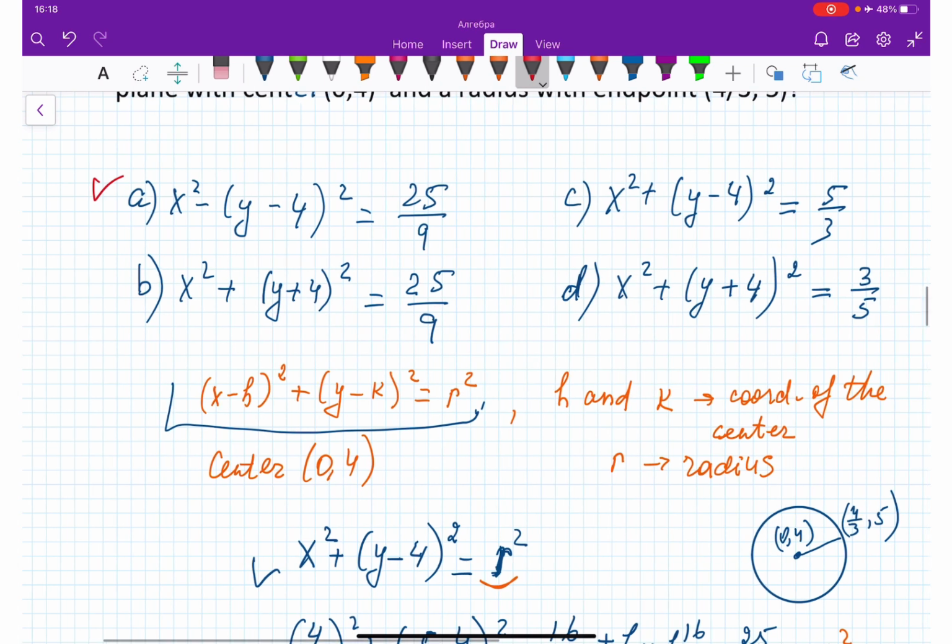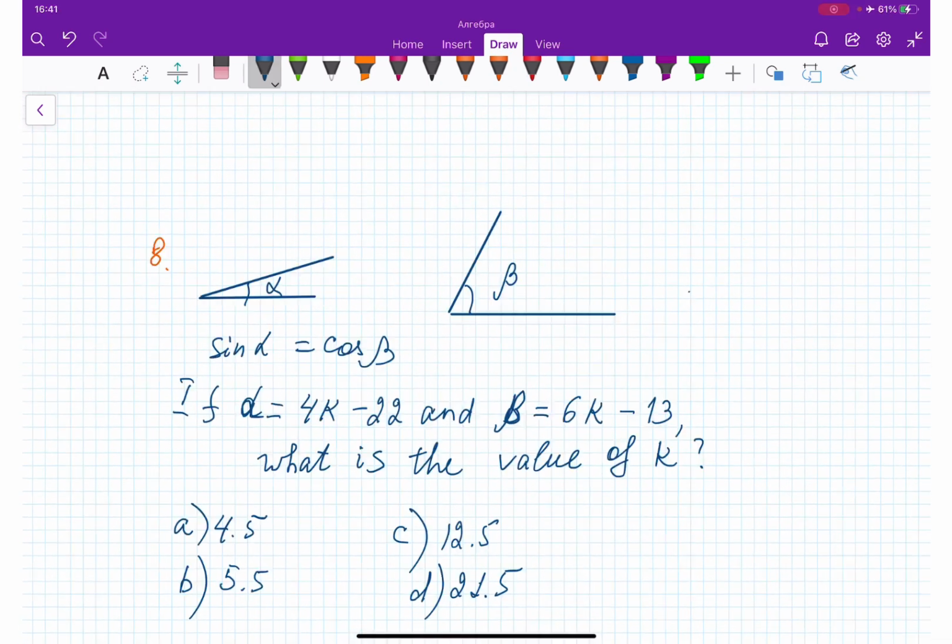Moving to question number 5. The angles shown here are acute, and sine alpha is equal to cosine beta. Okay? If alpha is equal to 4k minus 22 and beta is equal to 6k minus 13, what is the value of k?